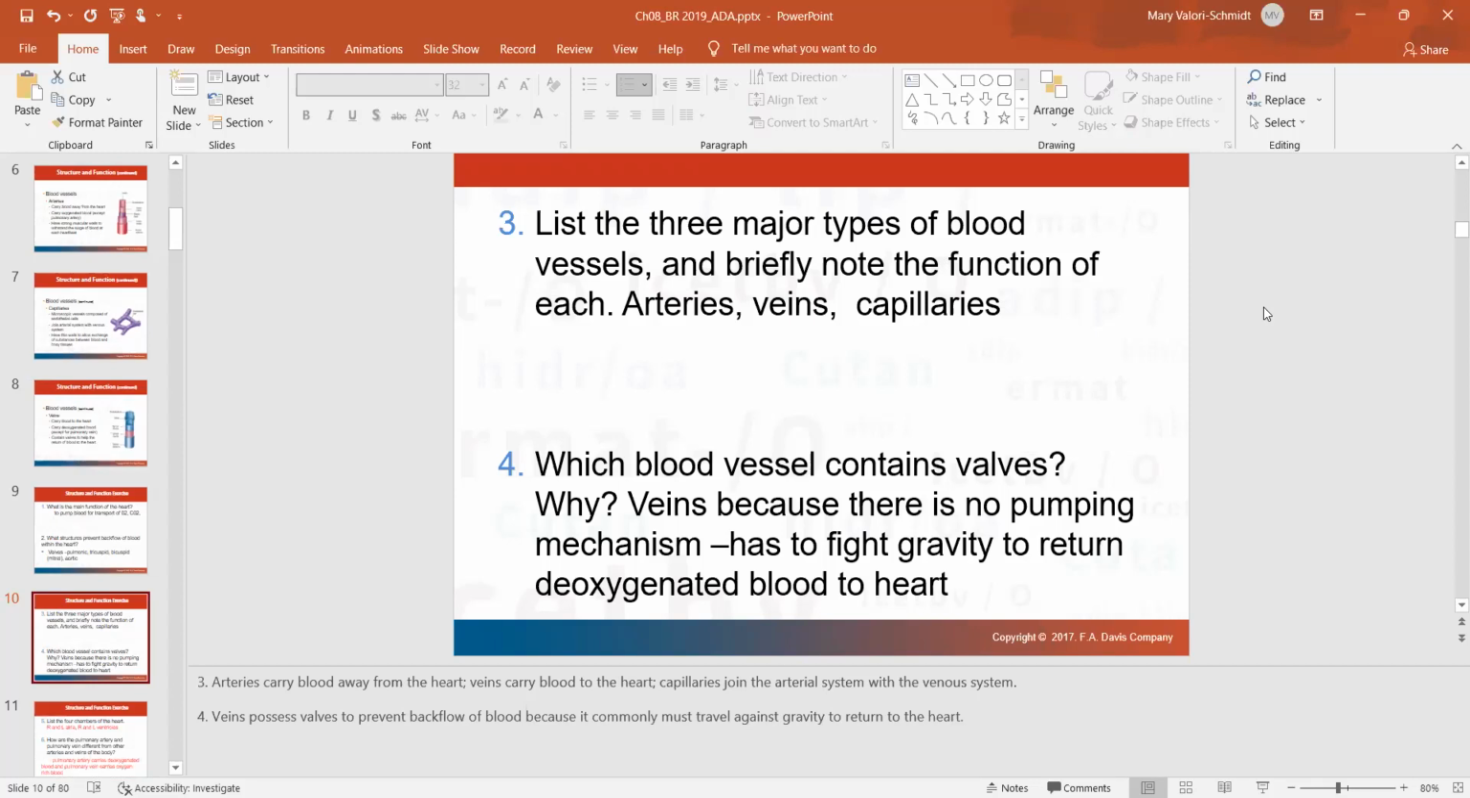And then which blood vessels contain valves and why? So only the veins contain valves, and they're one-way valves. Why? Because the arteries don't need valves. You have your heart pumping blood through your arteries. When your blood gets to the most distal portion of your body, which would be your toes and your fingers, there's no pumping system to bring it back to the heart.